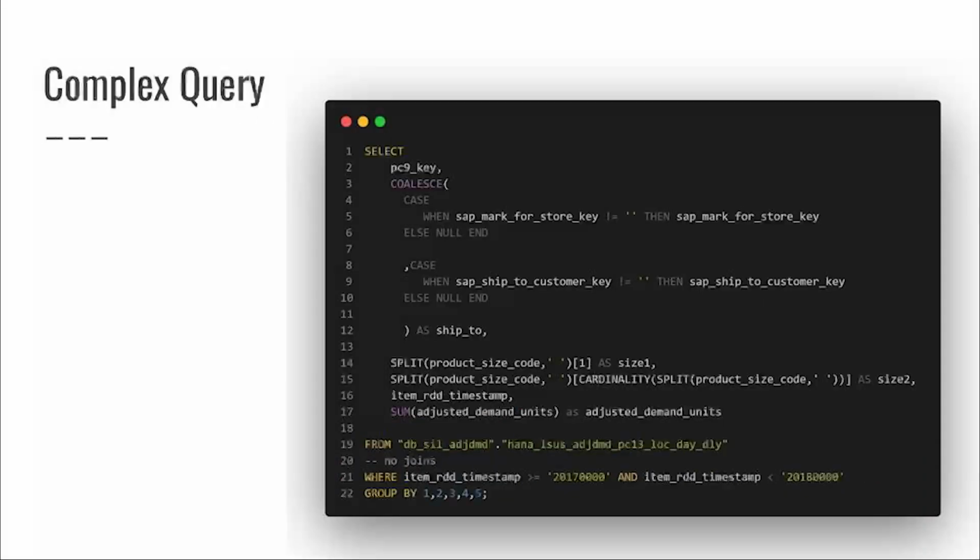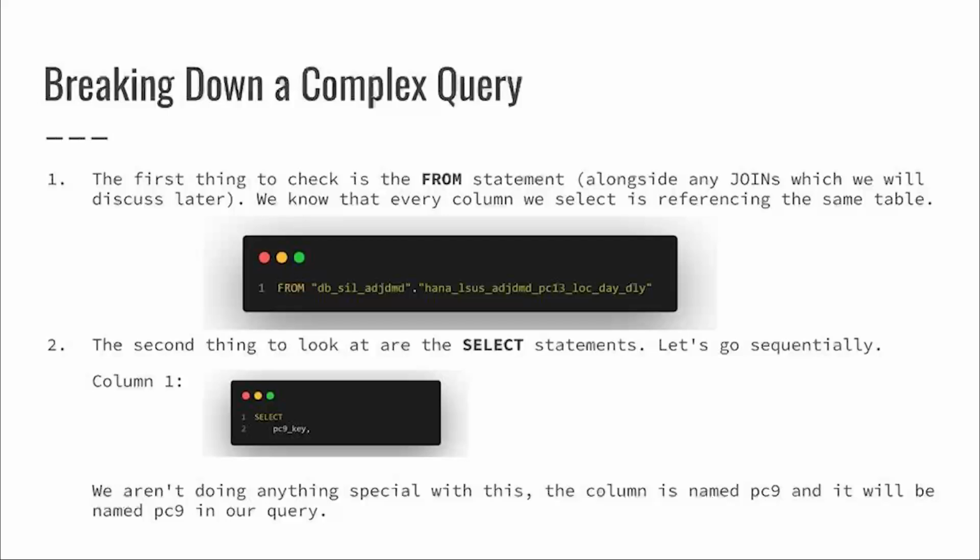So each employee will get the sum of their purchases. So now that we've seen examples and lots of basic commands in SQL, we can now look at a more complex query, as you can see in the slide. It might look pretty intimidating, but once we break it down into separate pieces, you'll see that we've learned everything that we need to know in order to understand this query. So the first thing you want to do when looking at a complex query like this is to check the from statement. And in our example here, you can see that only one table is listed. So now we know that every column we select is referencing the same table.